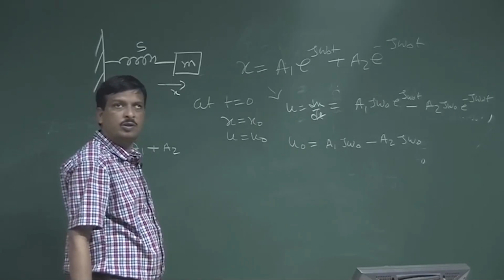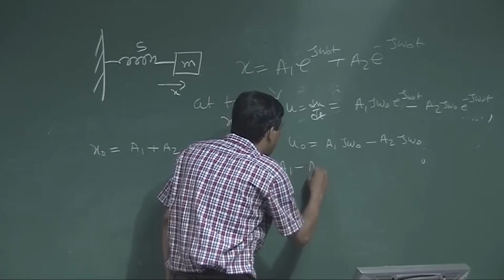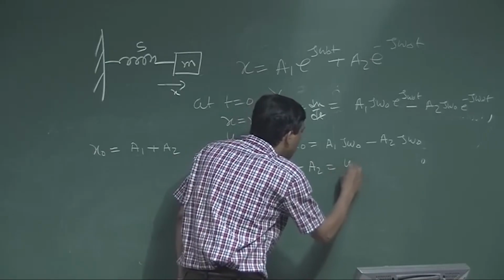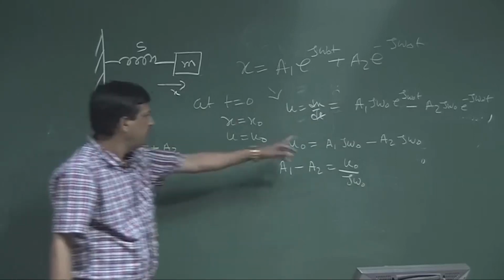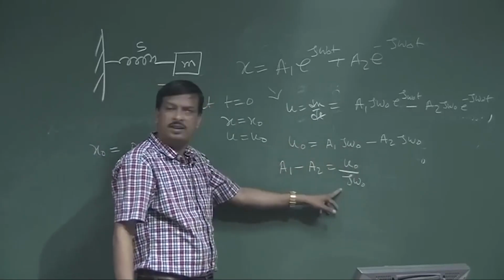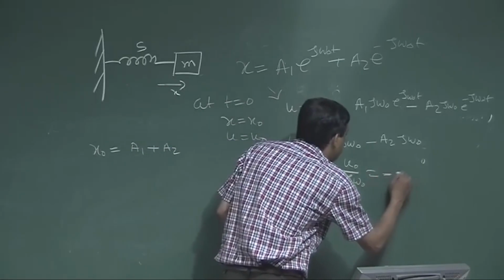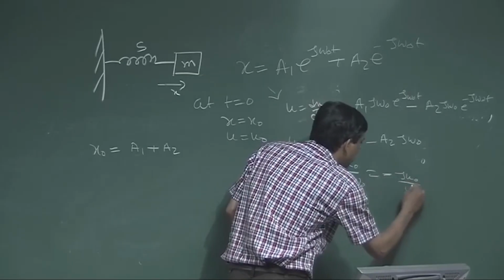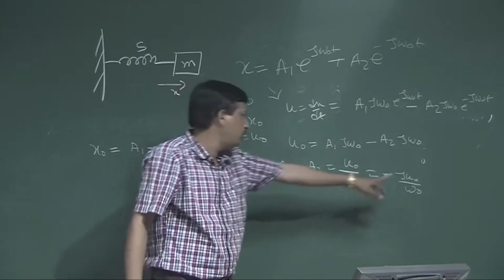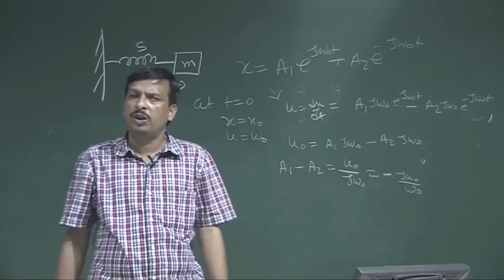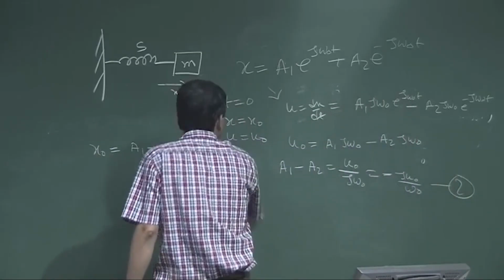Now, a1 minus a2 is nothing but u0 by j omega 0, since j omega 0 is common. Now, if I put the j in the upper side, it will be minus j u0 divided by omega 0, multiplied by j on the lower side, j square is minus 1. So, minus j u0 by omega 0. So, this is equation number 2 and this is equation number 1.